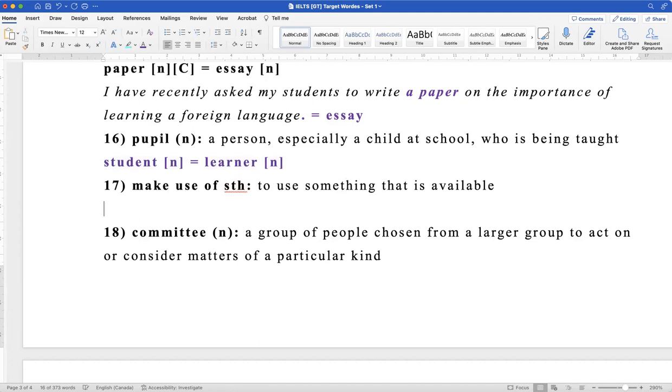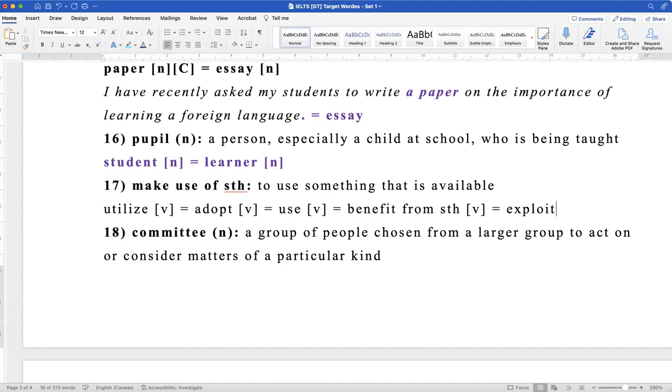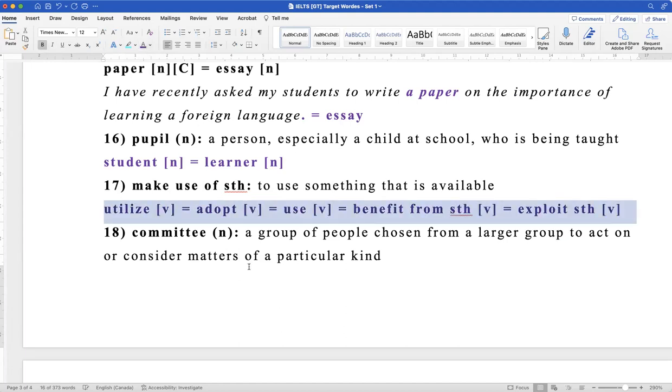Make use of something. To use something, like means a synonymous word can be utilize, adopt, just use, benefit from, or we can also say exploit something. Exploit may have a positive or negative meaning, but when we mean like to use something, we can say exploit, it has a positive meaning. Okay, so these can be some synonymous words.